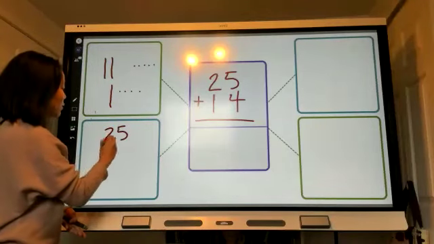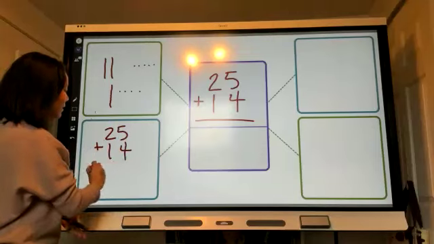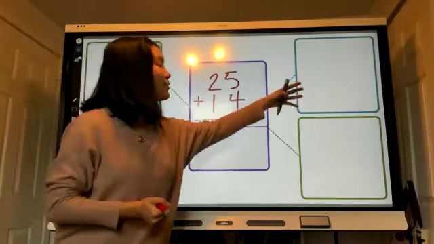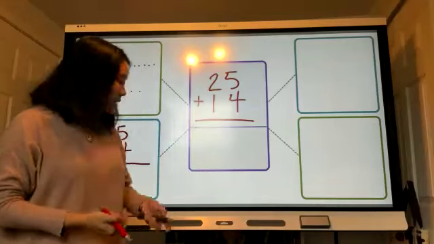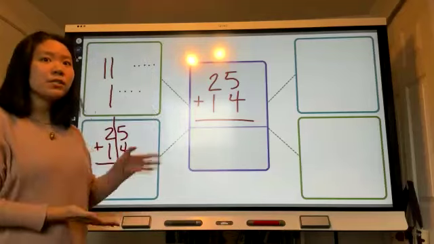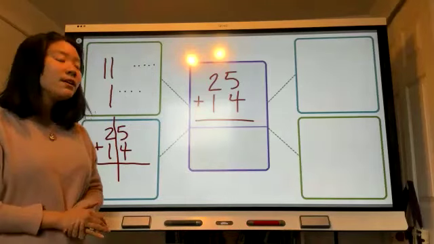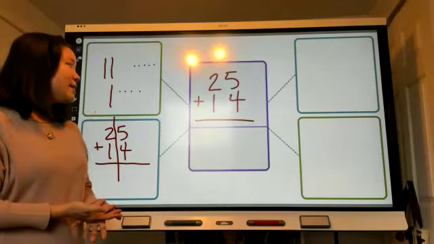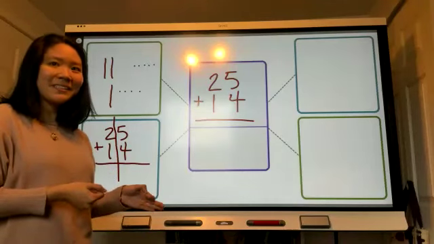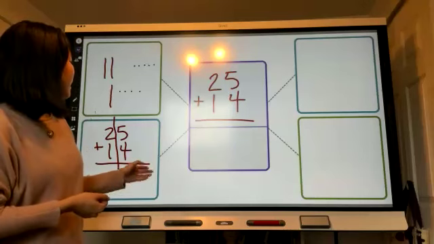Another student might actually be doing the vertical method. Another student might be doing something else, right? So this is one way that you might be able to use something like a graphic organizer to be a center activity. So hopefully that makes sense, right?